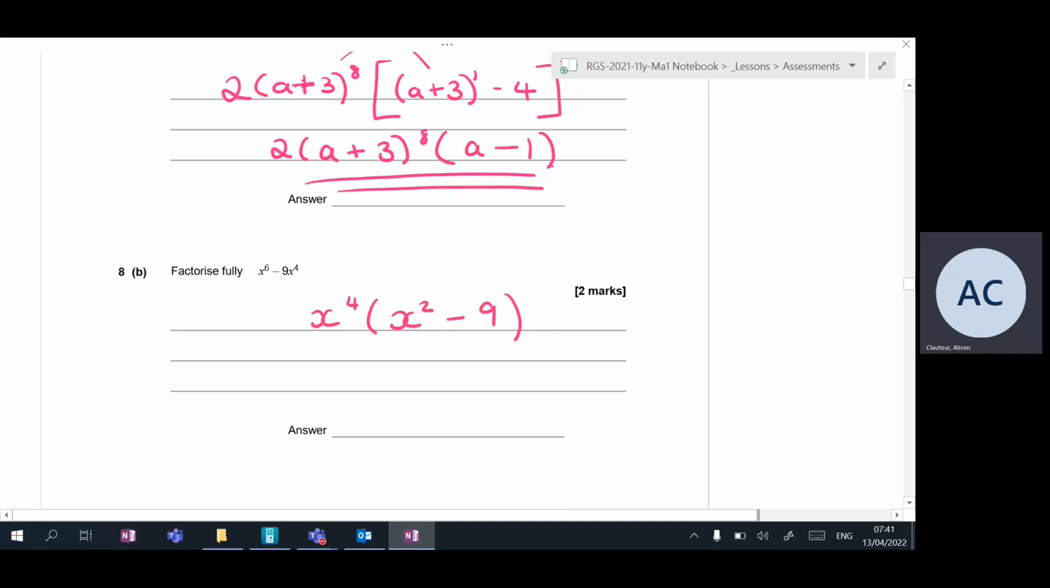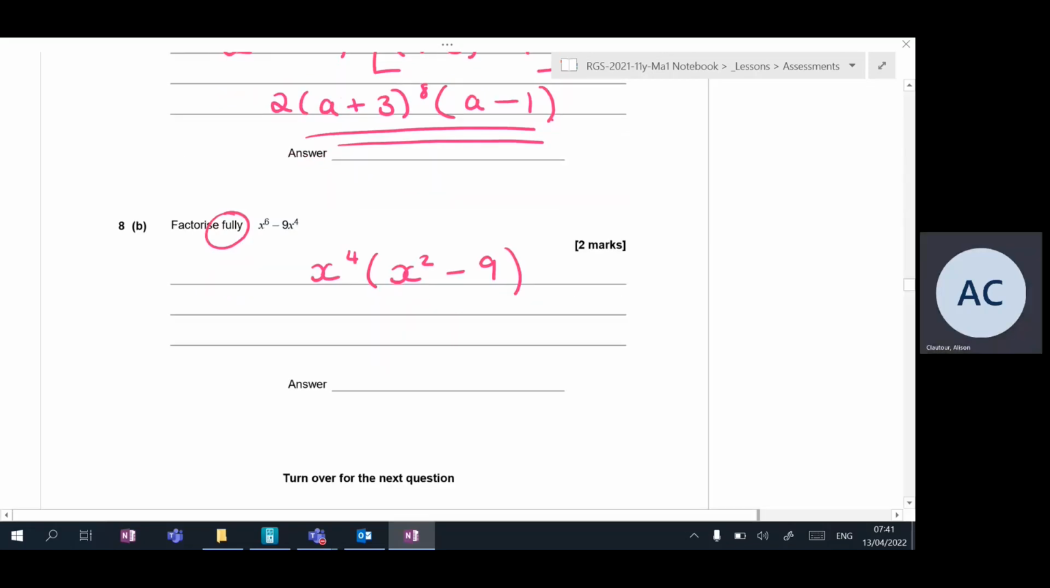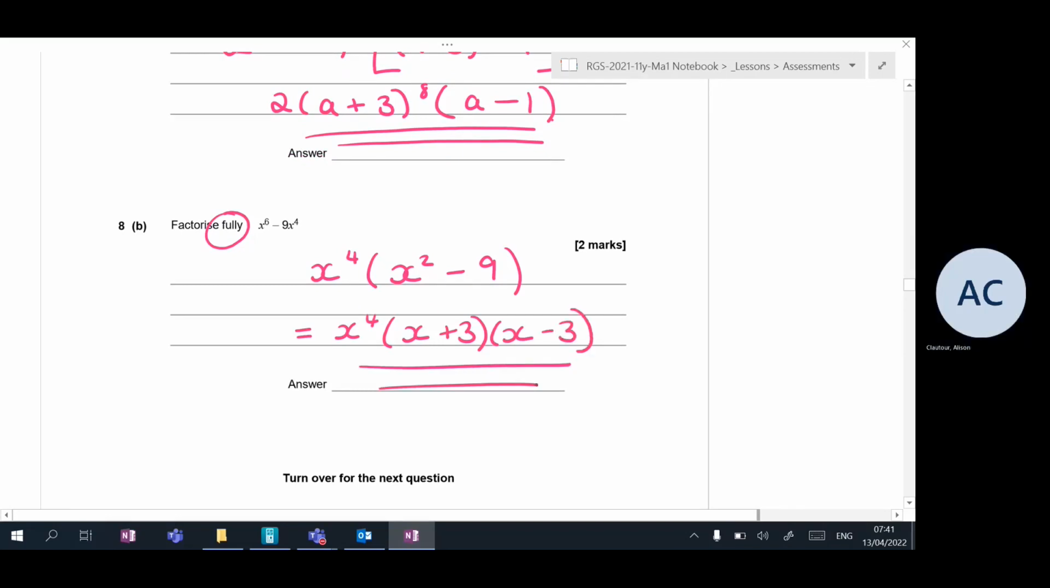Now this is worth 2 marks. So where it says factorise fully, that means normally you have to take out everything you possibly can. So for 2 marks, I'm not just going to have to take out a power of 4. So that should indicate to you there is something left that you can factorise. So x squared minus 9, we also need to factorise, and that is the difference of 2 squares. Okay, so remember, factorise fully normally means there's going to be more than one step in your factorising.